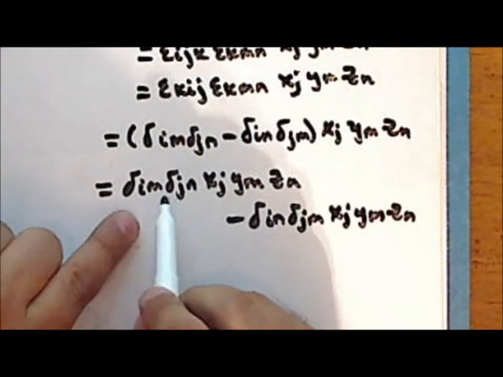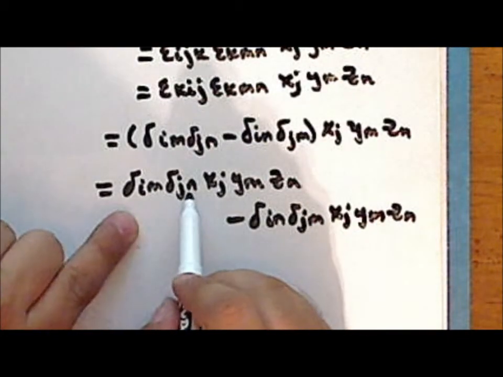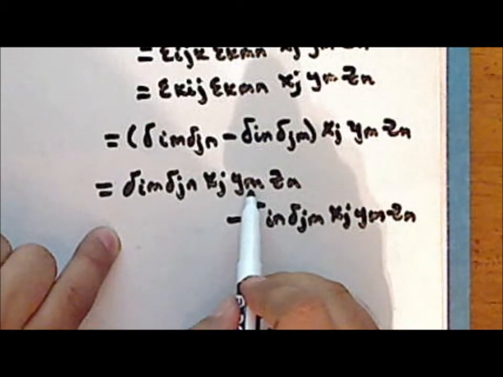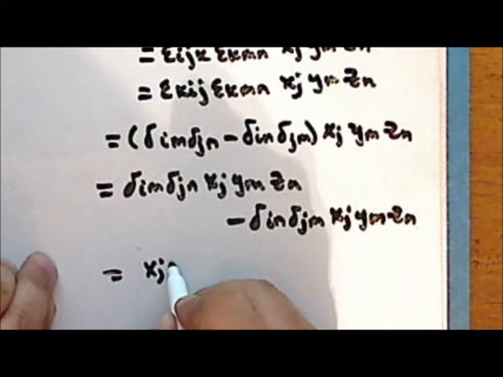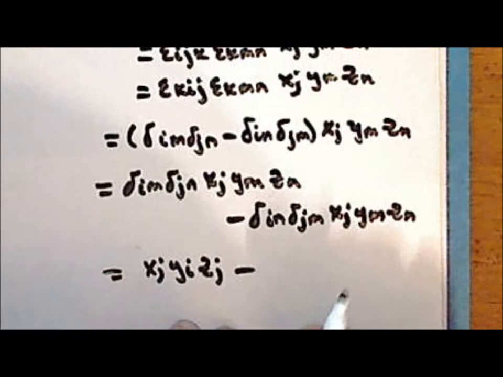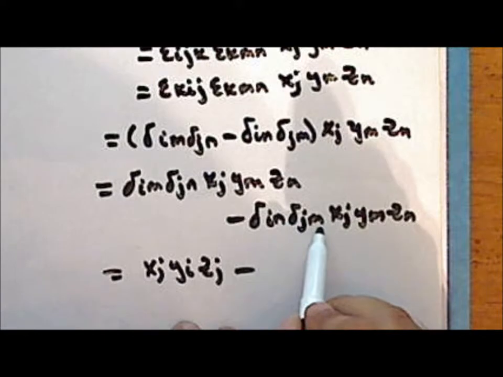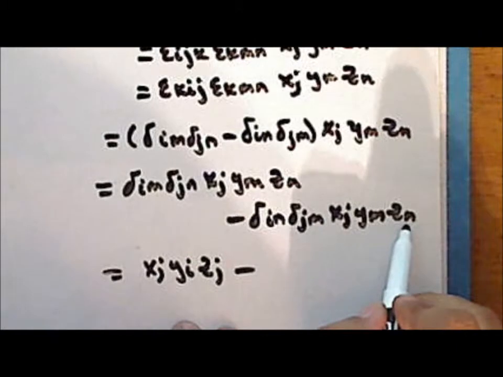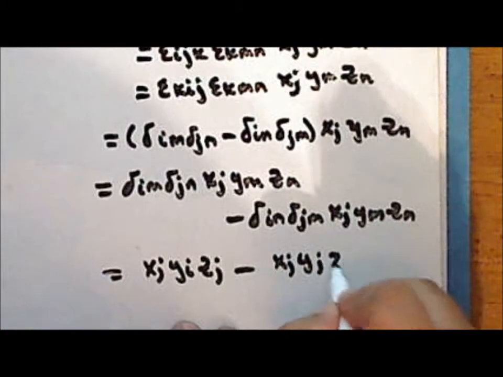Now in the first term, we have non-zero values only if i is equal to m and j is equal to n. And so that forces the y component to have the index i, and the z component to have the index j. And so this is x sub j, y sub i, z sub j. And in the second term, we have non-zero values only if i is equal to n and j is equal to m. So this forces the y component to have the index j and the z component to have the index i. So we have x sub j, y sub j, z sub i.